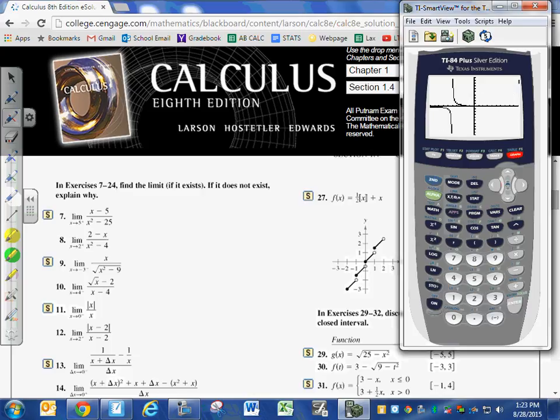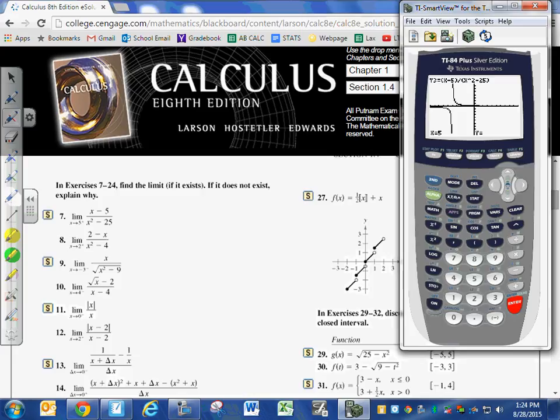Okay, there is x squared, or x minus 5 over x squared minus 25. Well, I can see if we have a value at 5. I press trace and I click in 5, and y is equal to nothing. So it's undefined there. I can tell by plugging in 5 into x minus 5 over x squared minus 25, I get 0 over 0, which is undefined. Okay, but the question is, what is the limit as x approaches 5 from the right?